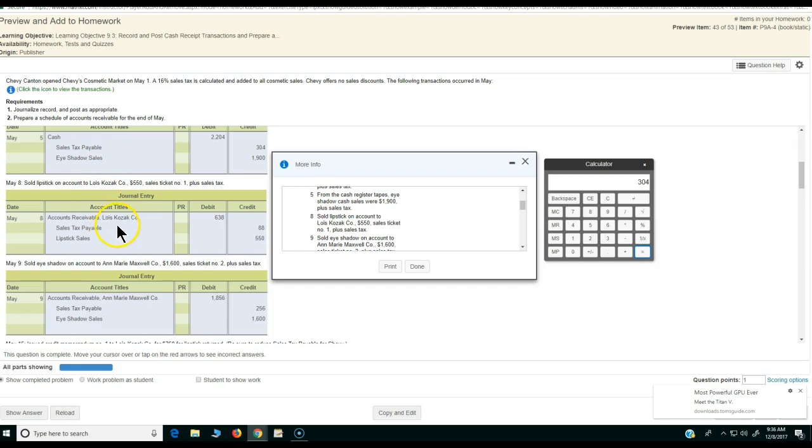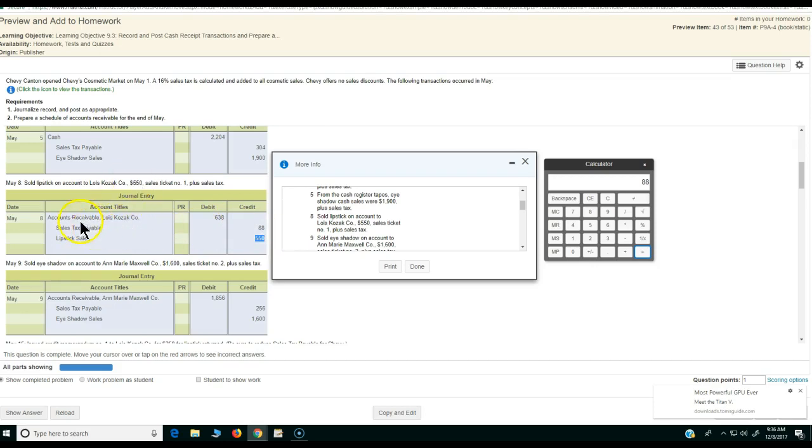Okay, and the next one I could do the same thing. We collect the whole $638. We calculated the $88 as the sales tax. The 550, we show you right over here, 550 times 0.16 equals, and that's the amount of the sales tax. The 88 bucks is added to the 550 to get the 638, and that's how much Lois Kozak owes us.